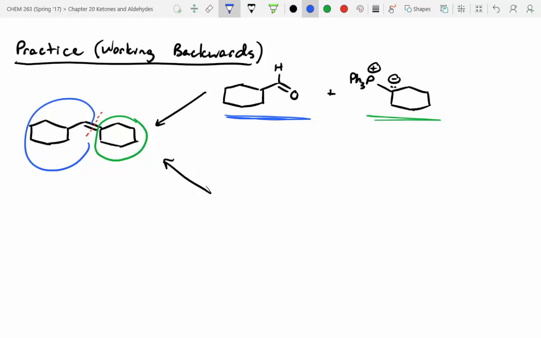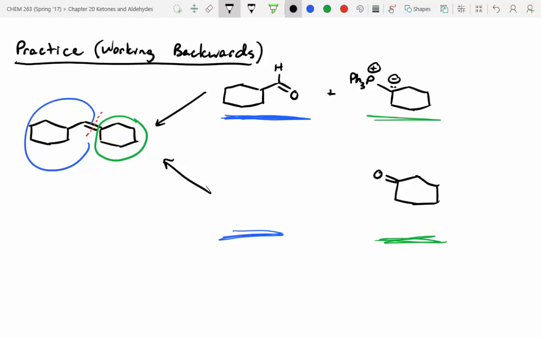And then give me a thumbs up if you think you got the alternate route too. We'll try to keep the green ring on the right and the blue ring on the left here. So if this guy up here is the aldehyde and we want to change the route, that means that the green ring must have been something with a carbonyl, right? Can it be an aldehyde? No, it's got to be a ketone.